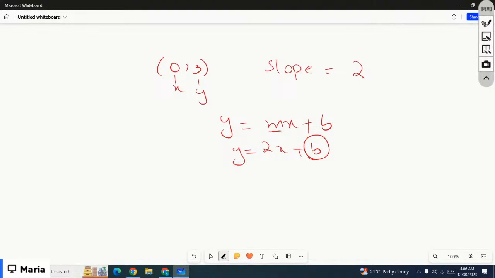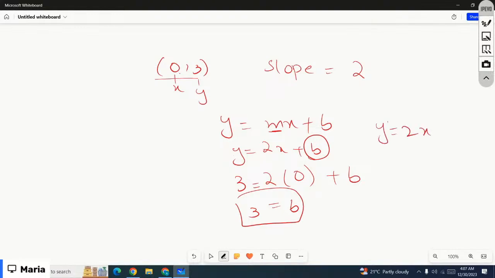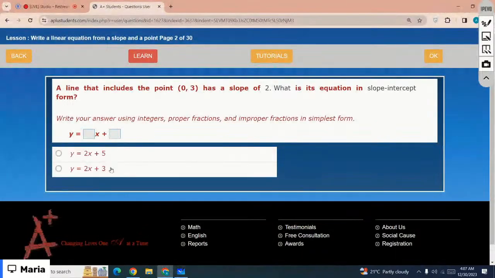So use this point and put the values in the equation. Y is 3, x is 0 plus b. 2 times 0 is 0, so b equals 3. So the equation is y equals 2x plus 3, right? The correct option is y equals 2x plus 3. Option number 2 is the correct option. Got it?